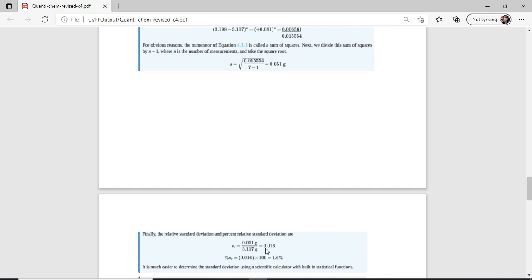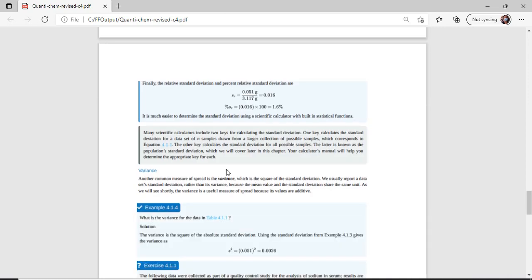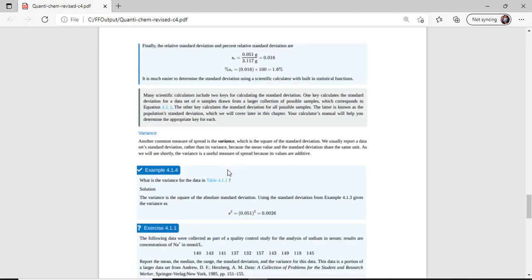Now for your percent relative standard deviation, use the value of your relative standard deviation and multiply it by 100. As a shortcut, if you're not using a calculator, simply move your decimal point two places to the left. Now, it will give you your percentage value, which is 1.6%. It is much easier to determine your standard deviation using a scientific calculator with a built-in statistical function. So for those without scientific calculators, you will be doing this manually.